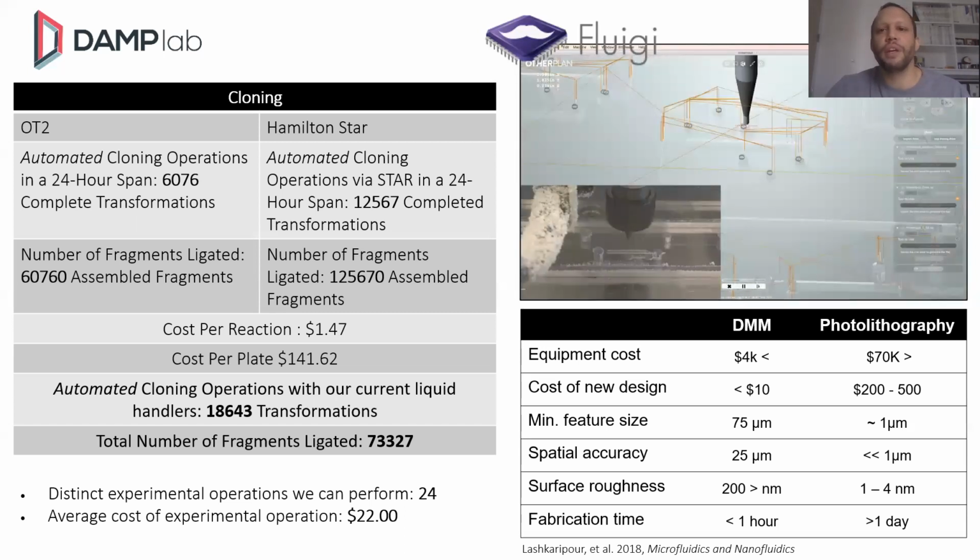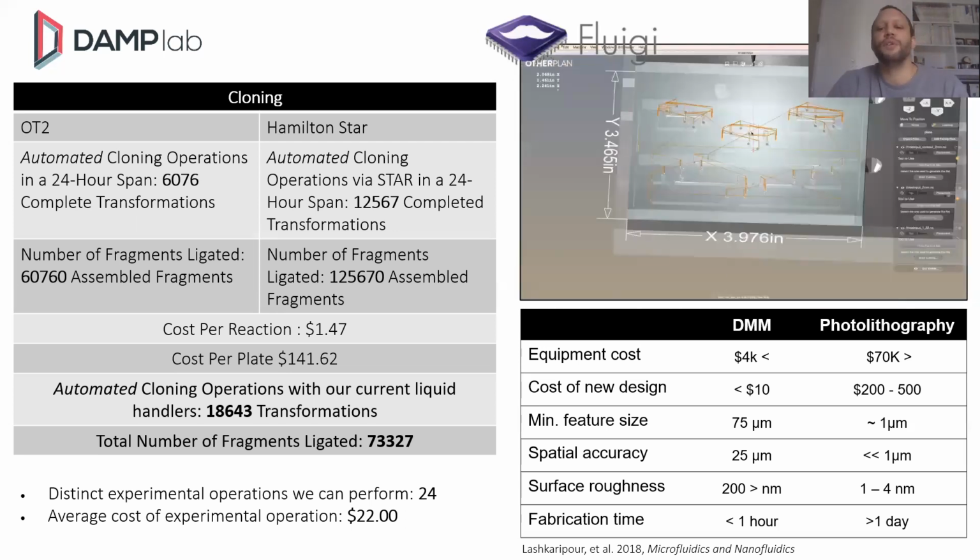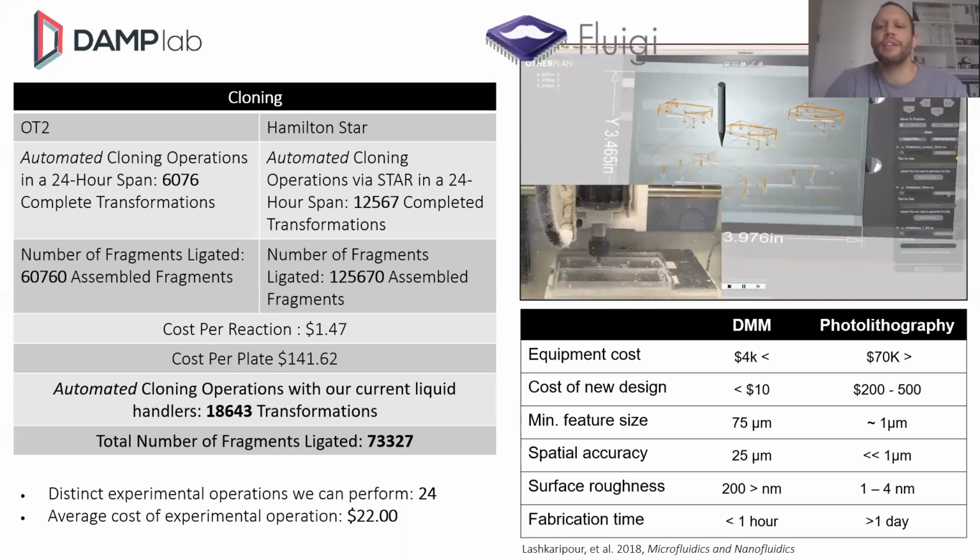We can also fabricate low-cost desktop milled CNC microfluidics with a feature size of around 75 microns, and also a fabrication time of less than an hour, depending on the design size.